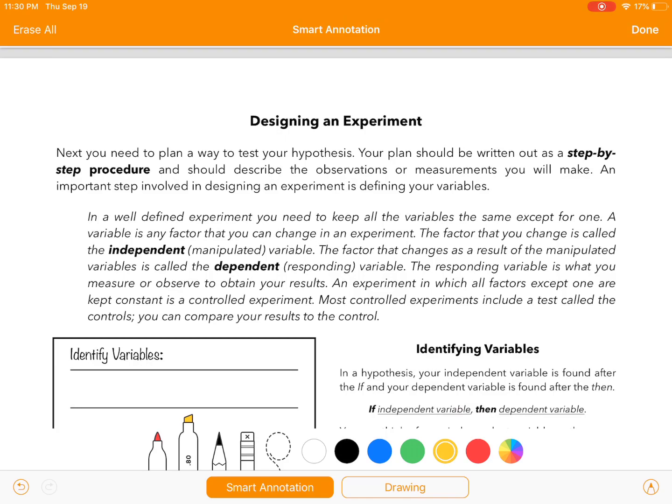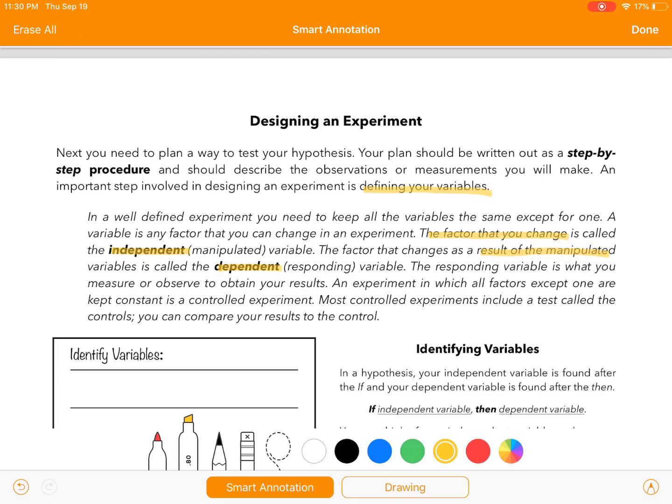And then step number 4 is designing an experiment. So 2 things to keep in mind in this section: you need to have clearly defined variables. Your variables are your independent and your dependent variable. The independent variable is the factor that you're changing, and the dependent variable is the result of the independent variable.